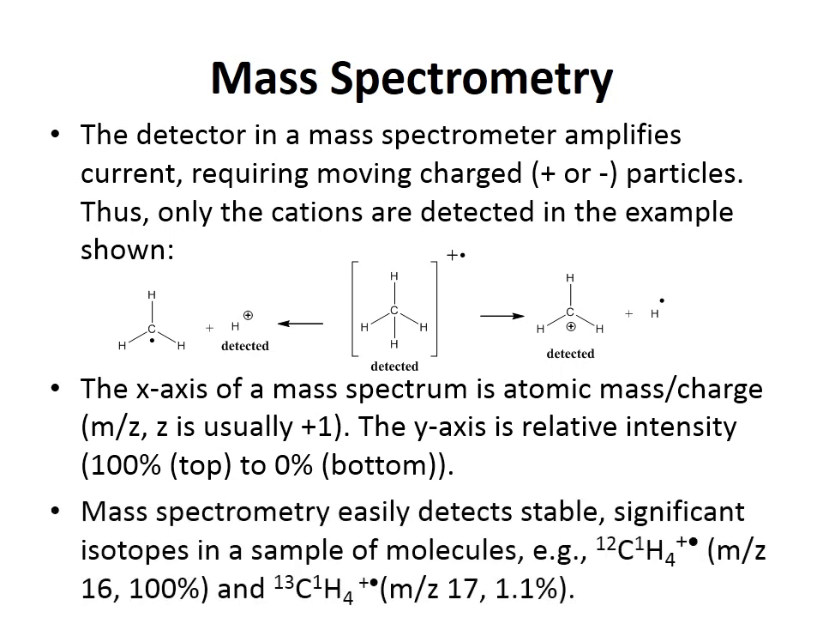Mass spectrometry easily detects stable, significant isotopes in a sample of molecules. So for example, with methane, not only do you have C12 H4, where H has one proton, as the molecular ion with a mass-to-charge ratio of 16, but you also detect the C13 isotopic version of methane with a mass-to-charge of 17, although it's only 1.1% abundance relative to C12 methane.